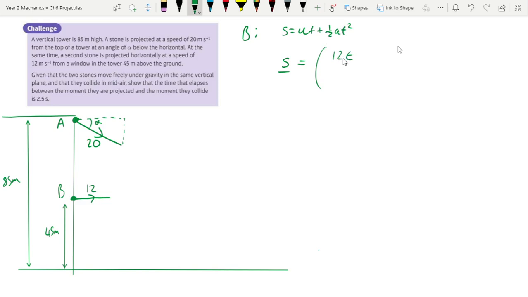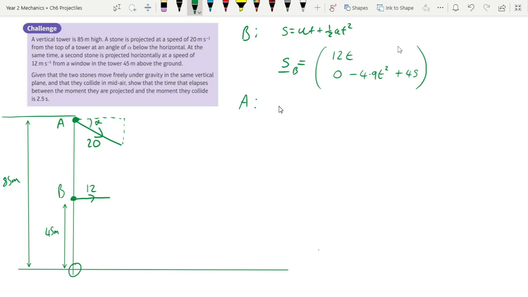So that's done. For the vertical part, because it's fired horizontally, its initial vertical speed is actually 0. And then we've got plus half at squared, so that's going to be minus 4.9 t squared. So that's half of minus 9.8, because we're thinking vertically now. But also, if we assume that this point here is the origin, 0, 0, it starts from a height of 45 meters up. So we need to put plus 45 on the end, because then when t is 0, it starts from displacement 0, 45. So that's the motion of particle B.